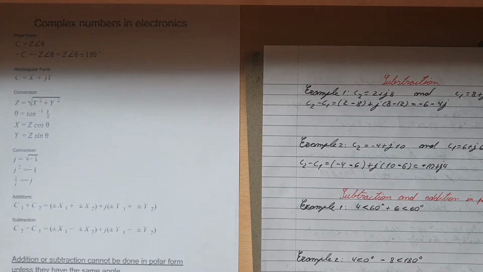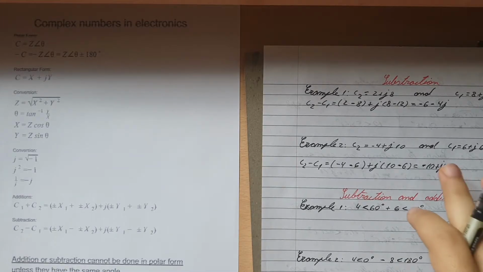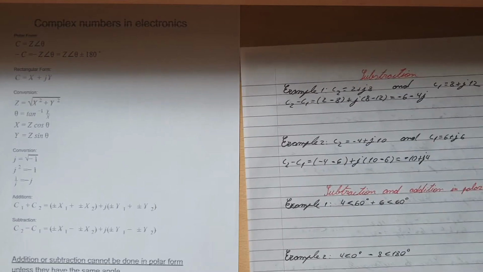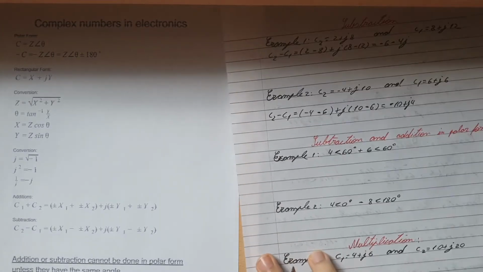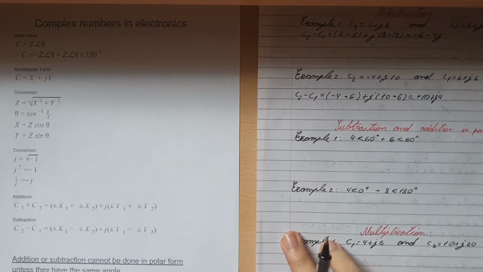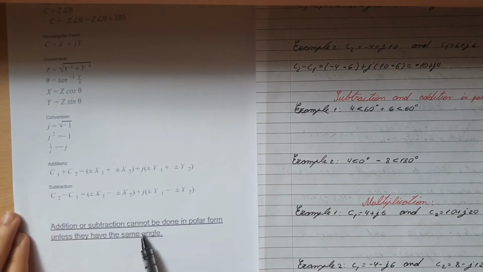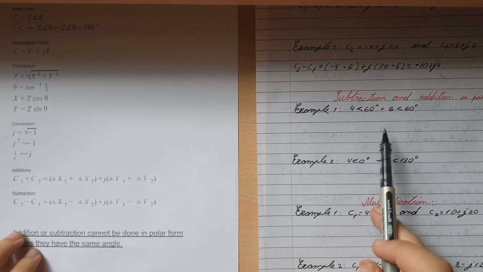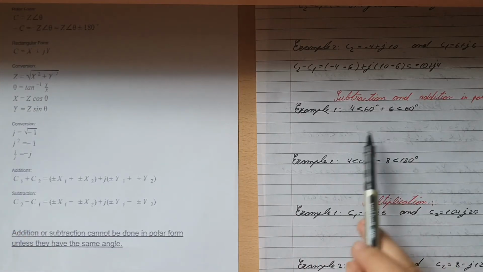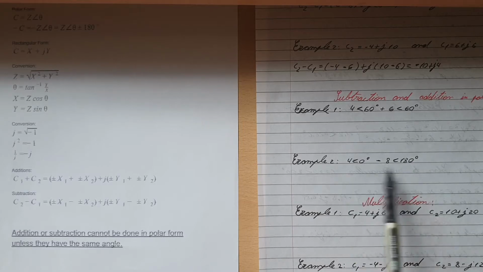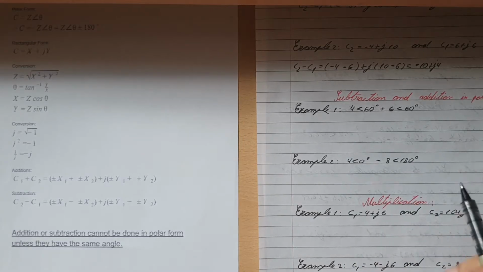The graph is more like to show you how they look, and basically that's it really. But anyway, now let me show you how you can do subtraction and addition in polar form. Remember, you can do them only when they have the same angle. Because they have the same angle in here, we can do them. Well, these ones have the same angle, but I'll show you how to do it in a second.